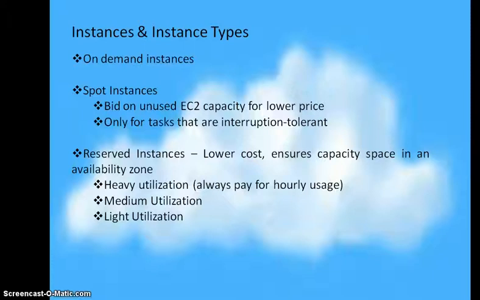And the last instance type available on Amazon is for lower cost and ensures capacity space in a dedicated availability zone. This again has been divided based on utilization: heavy utilization, medium utilization as well as light utilization.